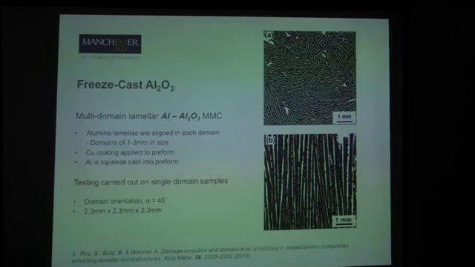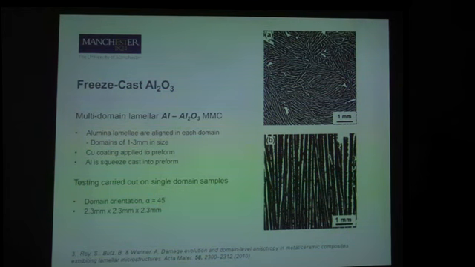So what are we looking at? It's an aluminium alumina composite, a multi-domain MMC, where domains are regions in which the lamellae are orientated in alignment with one another, and in this case those domains are, say, 1 to 3 millimetres in size. What we've done is take that preform and apply a copper layer to it before squeeze casting in aluminium.